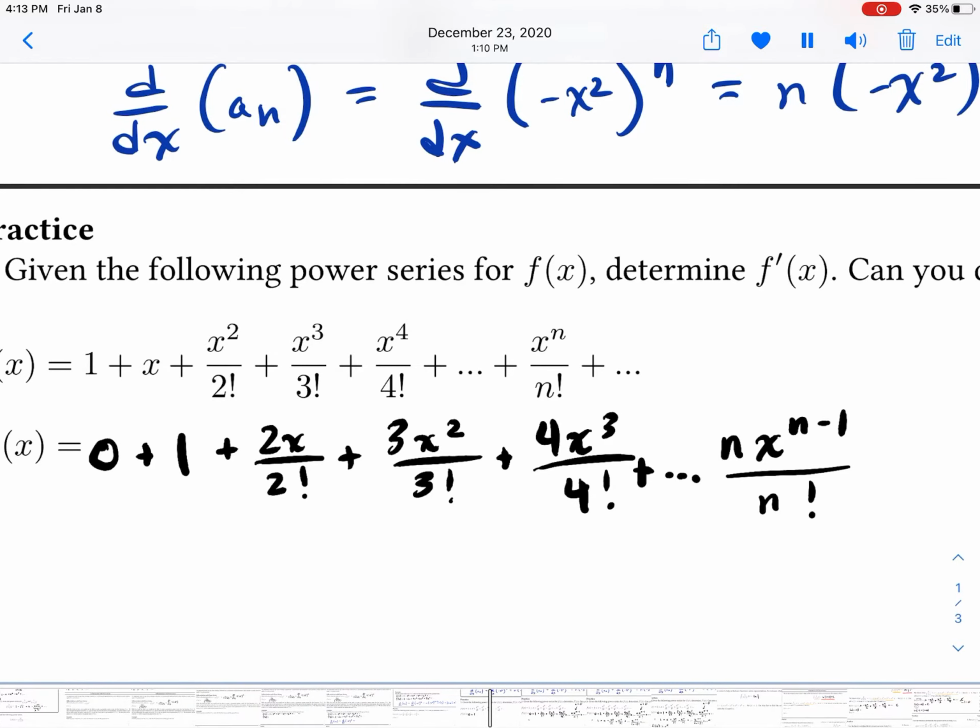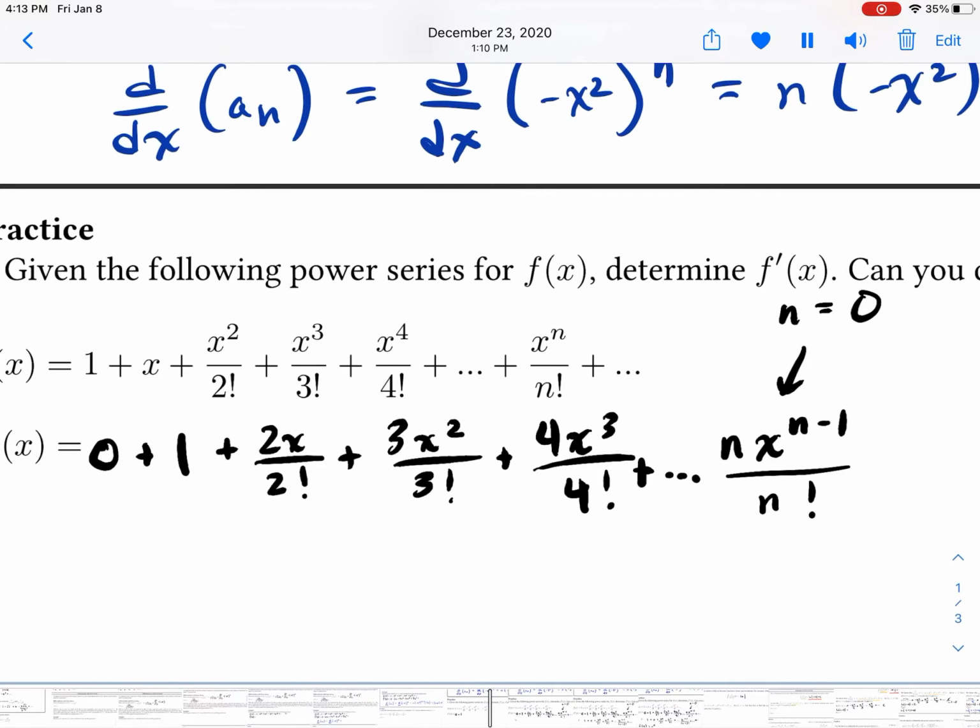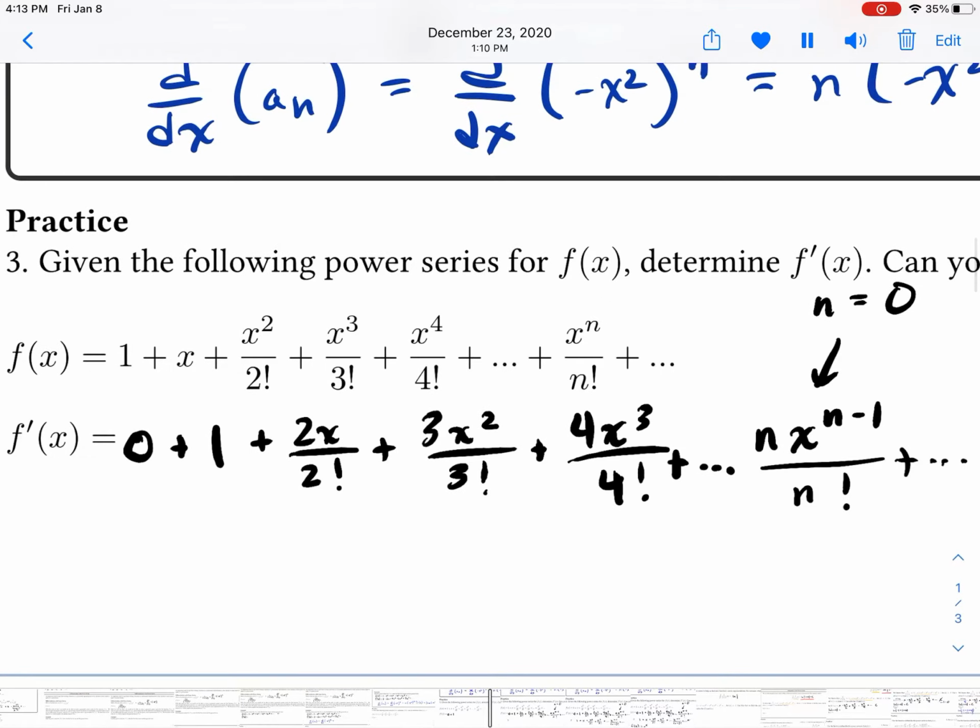And just compare our general term with what's going on in our series, just to make sure it works. Should note that this is if n is equal to 0. We're starting with n is equal to 0. Okay, and this series is just going to continue there. All right, so we've just come up with our series for our derivative.